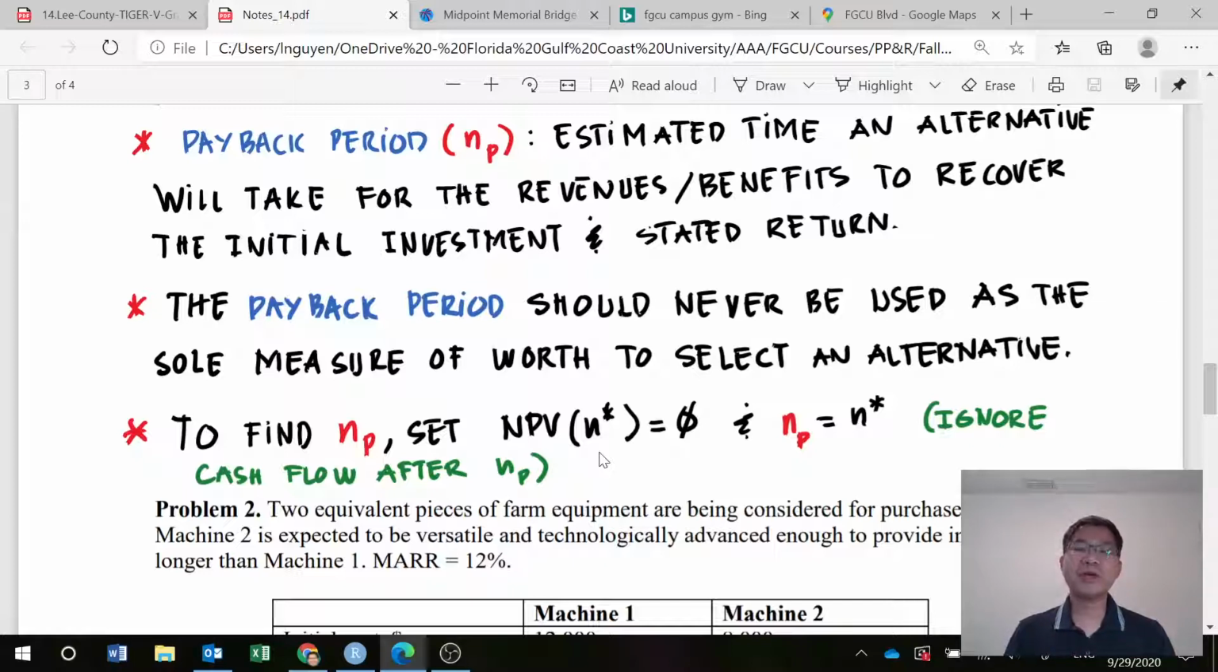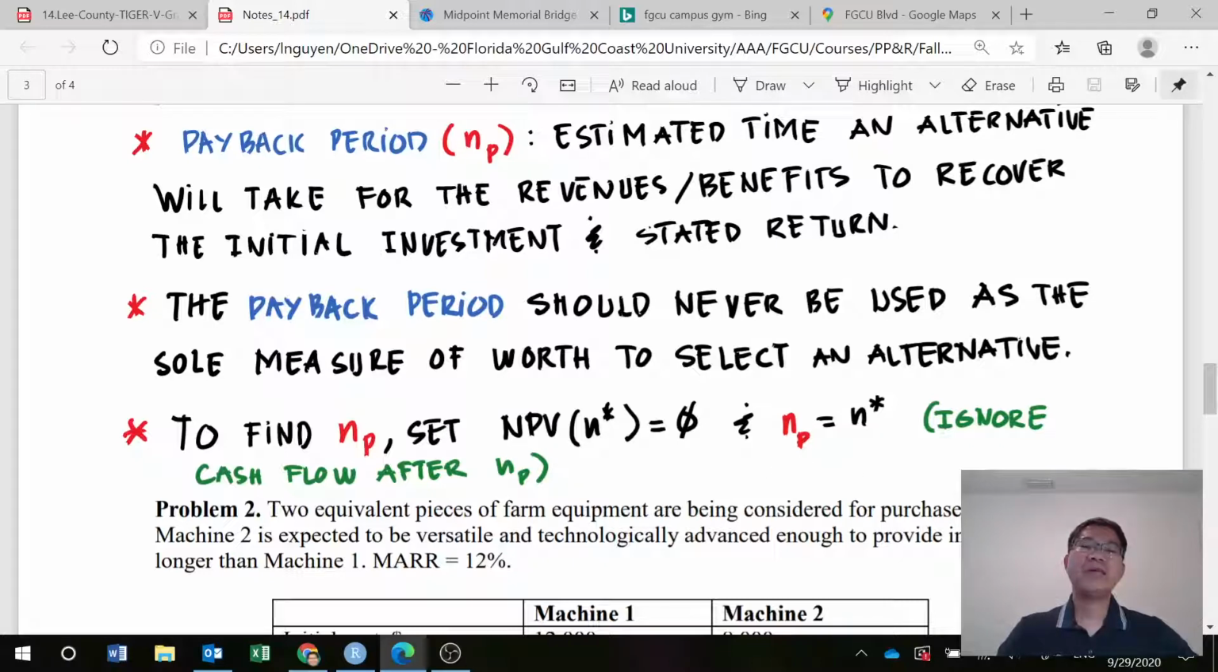For the payback period, instead of setting I star unknown, the I in that NPV, net present value equation, is the minimum attractive rate of return of the problem. We only set N unknown, N star, and set the NPV equal to 0. And whatever N star you find, that is actually the payback period.